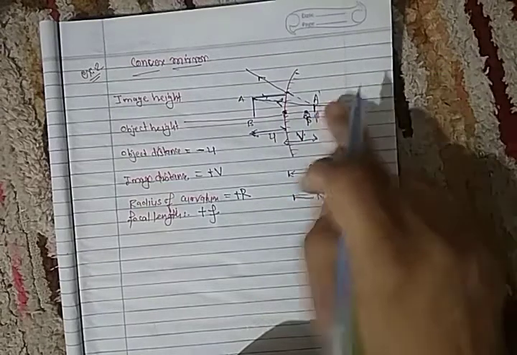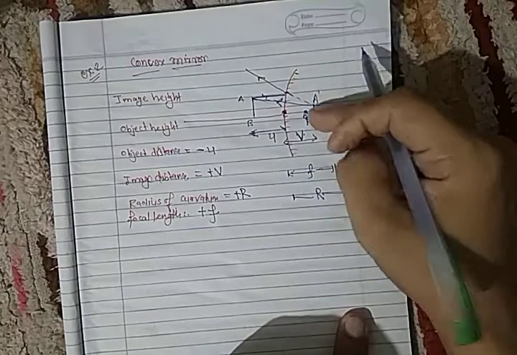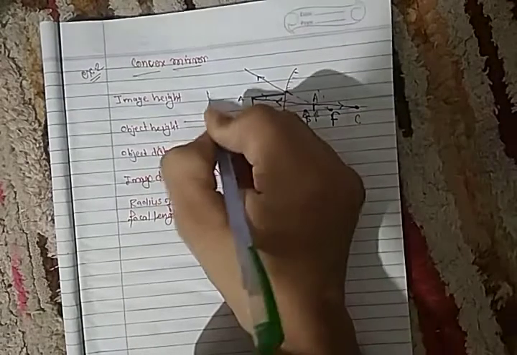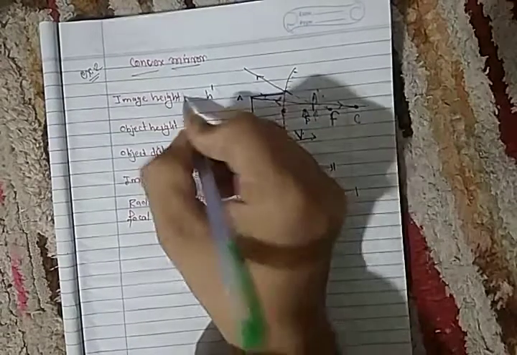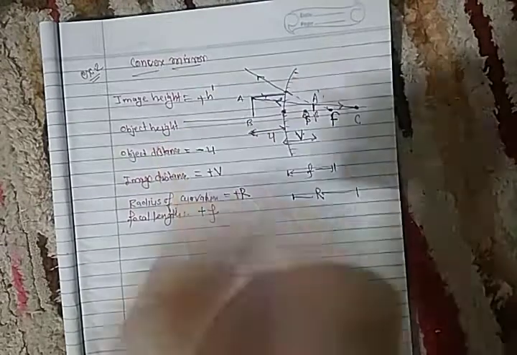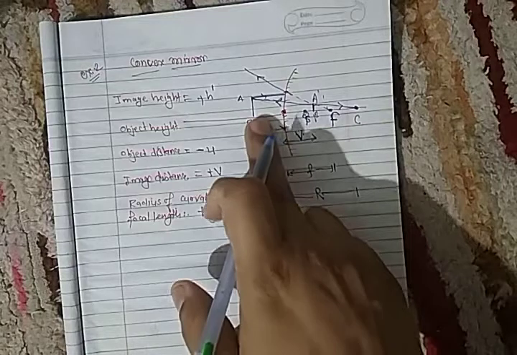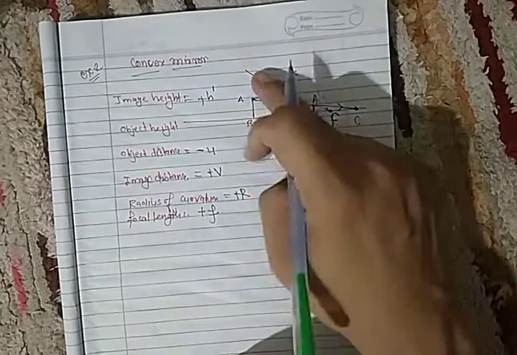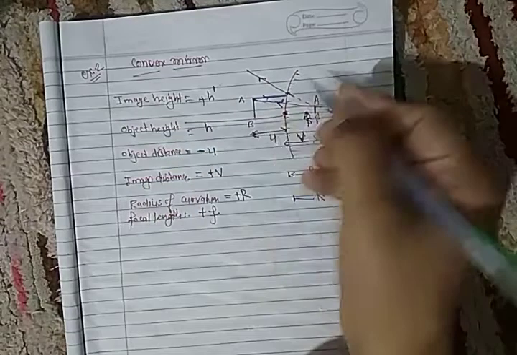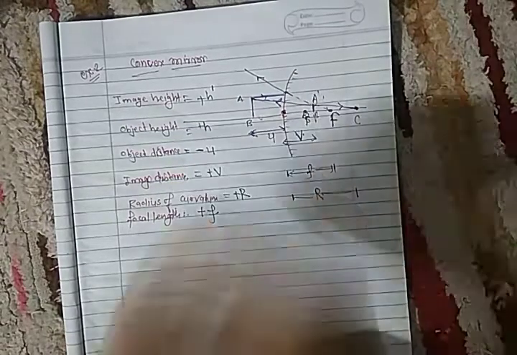Now image height. Now see students, image height is here above the principal axis. So we can say this is, I am taking as h dash. So this h dash is positive or negative? See, upper side means positive. And this one, object height, is again above, so h is positive or negative? Upper side is positive.